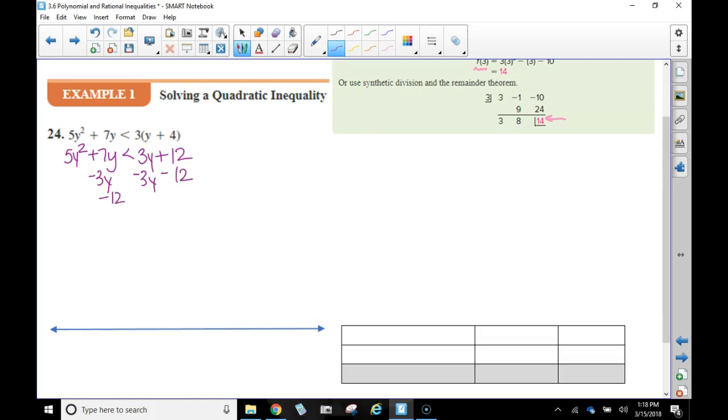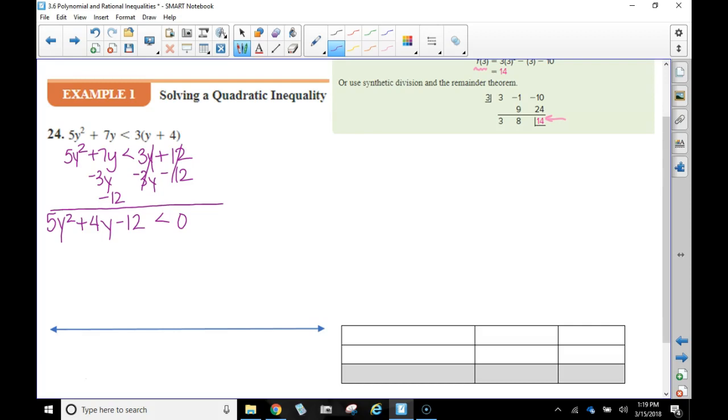All right, I'm not having a whole lot of room over here. I didn't save myself a lot of room. So we have 5y squared plus 4y. I almost just wrote 7y, but we need to combine those, don't we? 7y minus 3y is 4y, and then I'm going to bring over that minus 12, and then less than 0. And all I did was subtract some stuff, so there's no need to swap that inequality symbol around.